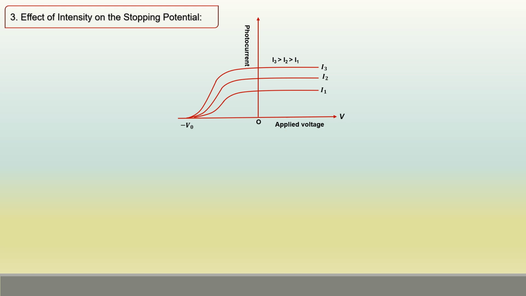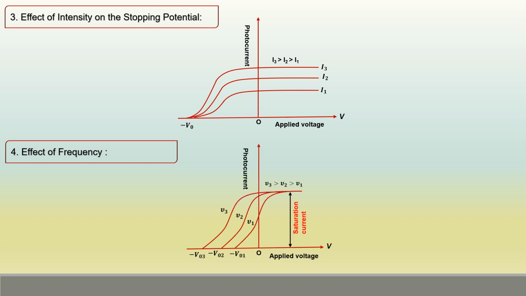It means that with increasing the intensity, the current in the circuit increases. That is, number of electrons passing through the emitter per unit time increases, but not the energy of individual photoelectrons. Next, we will see what is the effect of frequency of incident radiation.